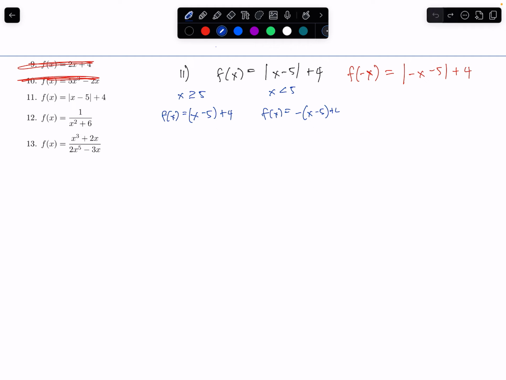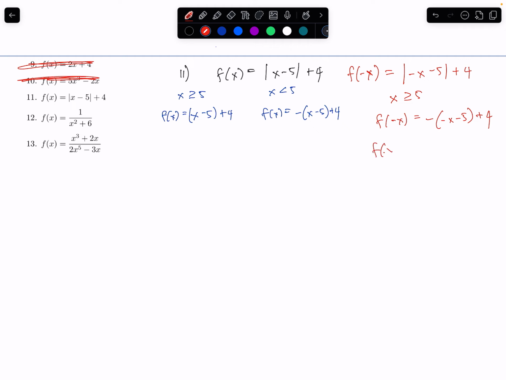Now I'm just going to check one of these cases and match it up to see if it satisfies the even or odd definition. So let's just pick one of these. I'm going to pick greater than or equal to 5. What happens if x is greater than or equal to 5 here? Well, I'm going to have negative a number, like negative 5 or negative 6 or negative 7. And then I have minus 5. That's going to make it overall a negative value. But an absolute value has to switch it to be positive. So for x bigger than or equal to 5, f of negative x is going to be equal to the opposite of negative x minus 5, plus 4.